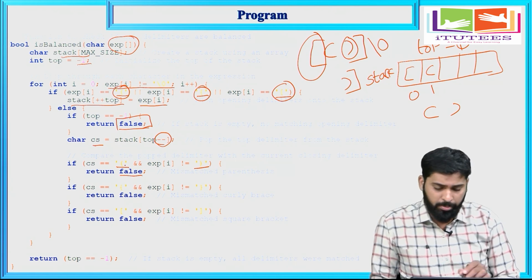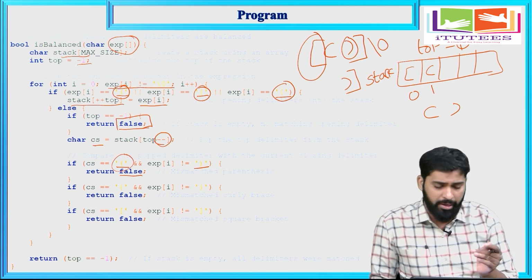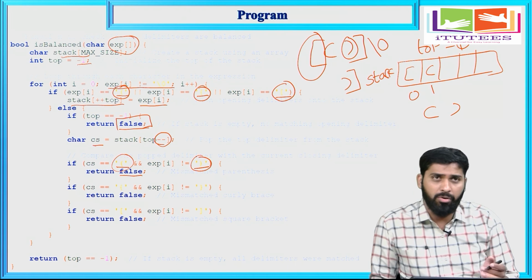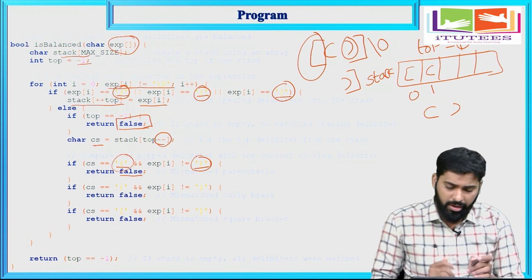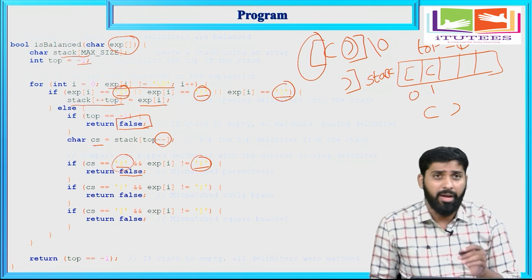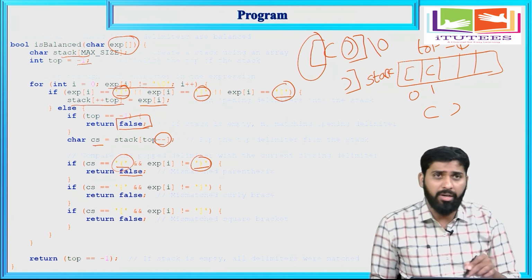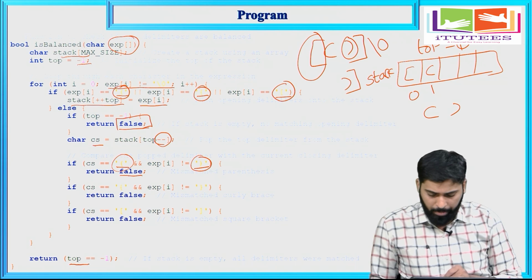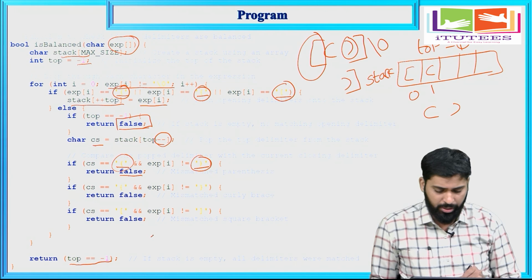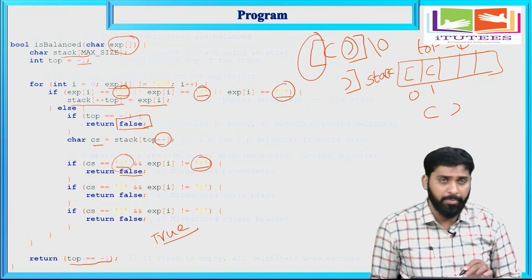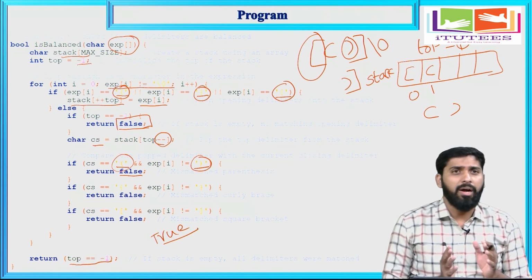So these two must be the same. CS equals the open bracket, that is the popped element, and this is the closed bracket element. So we can match these two. If they are not matched, then we return false. Otherwise, we move to the next character. At the end of the iteration, we check whether top equals -1. That means we consider this as true. We will see the entire program in execution. I hope you all understand the algorithm and the function.